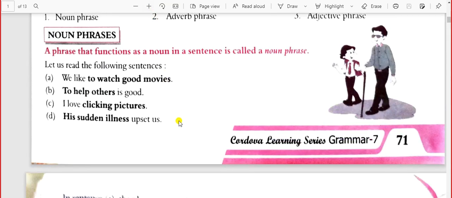Ma'am, I have zoomed it so that you can see clearly. Look, like is the verb. And in the second sentence, is the verb. Helping verb, linking verb, yes or no? Yes, ma'am. In the third, love is the verb.